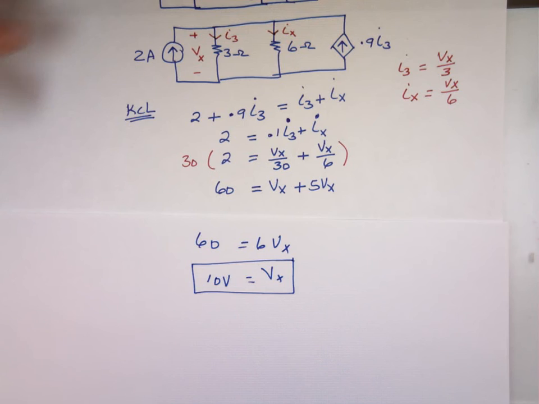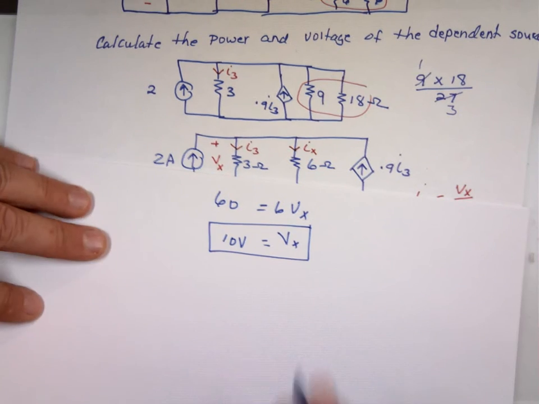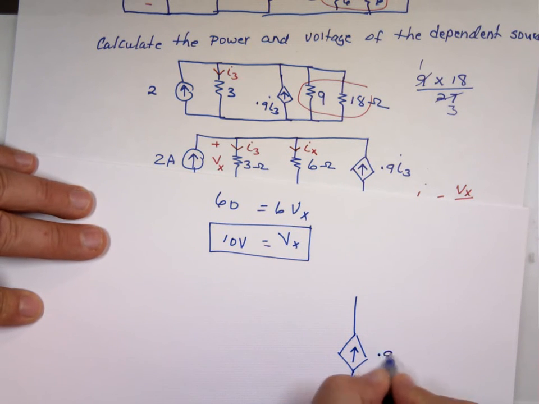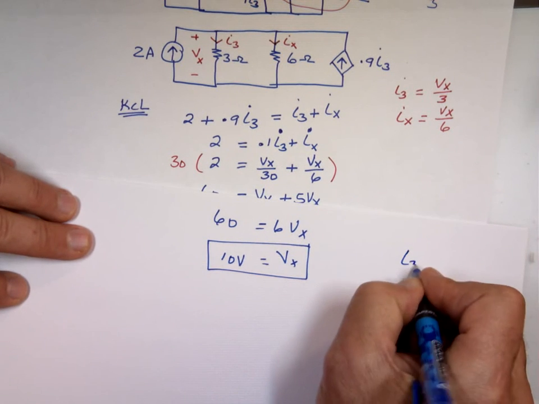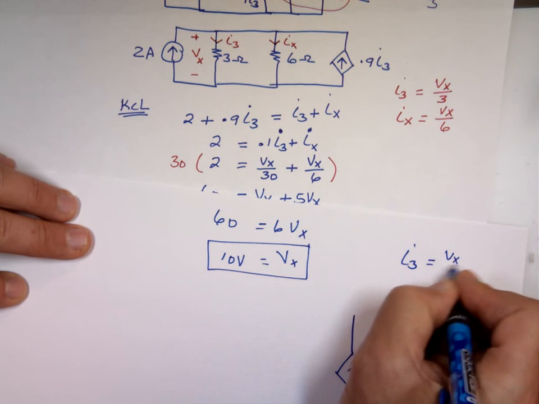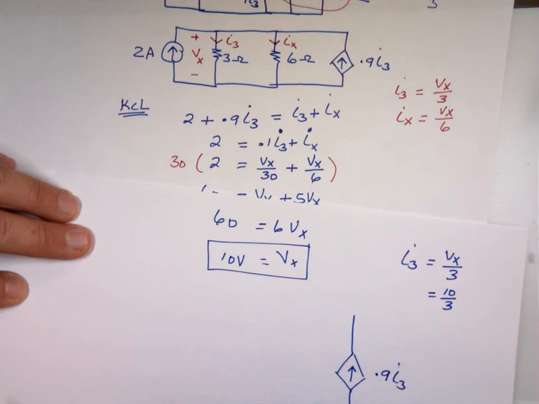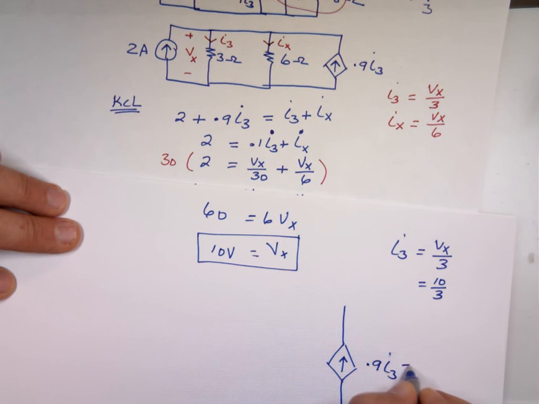The question is about the dependent source. Here's my dependent source. It has 0.9 I sub 3. That's the value of it. Well, wait. What was I sub 3? I sub 3 equals Vx over what, 3? Since Vx is 10, that's 10 over 3. 0.9 times that. So this will be 0.9 or 9 over 10. Isn't that what 0.9 is? Times I sub 3, which is 10 over 3. So what's the value of that? 3?